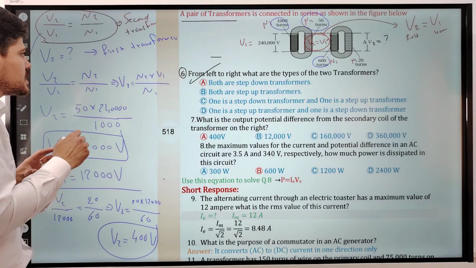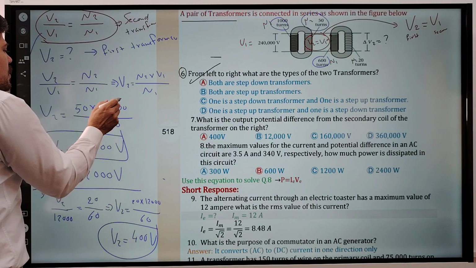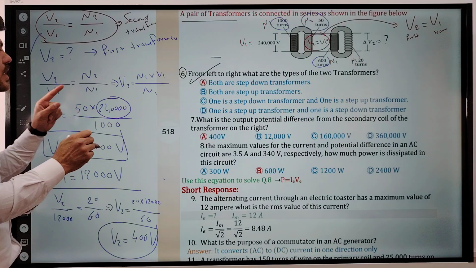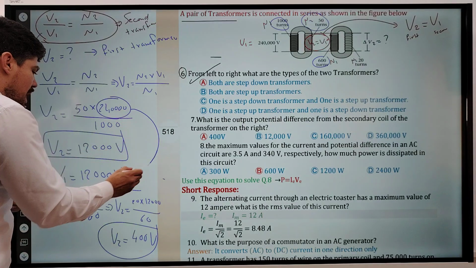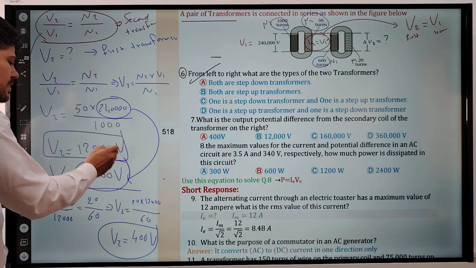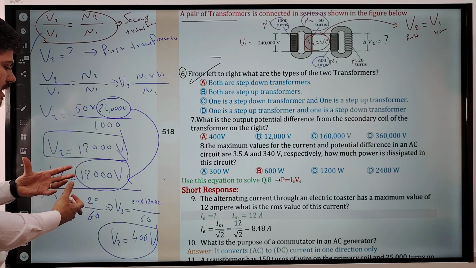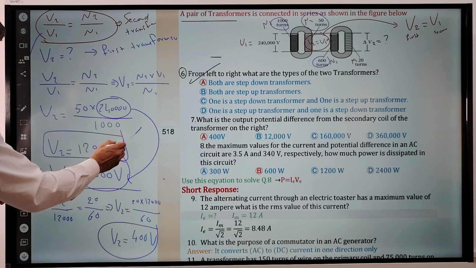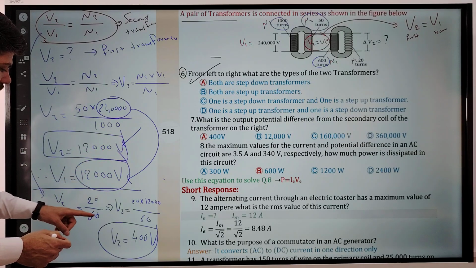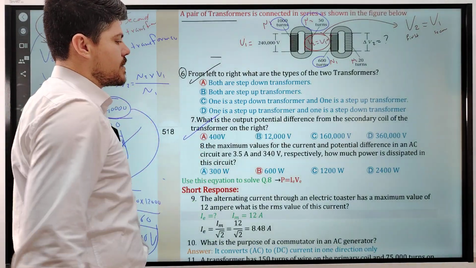Why? For the first transformer, what was the value of the input potential difference? 240,000 volt. But its output is 12,000. So that is why it is stepped down. For the second transformer, what was the input potential difference? 12,000, which is stepped down to 400 volts.